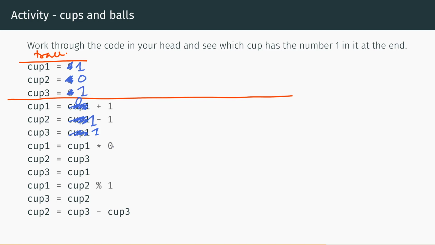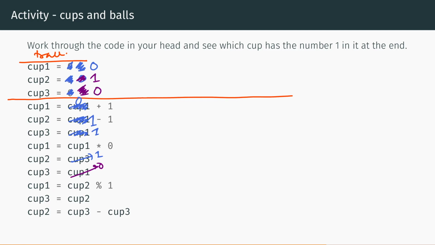Cup1 equals cup1 times 0. Whatever it is, you know that cup1 is 0, right? Because it doesn't matter what cup1 has, it has to be now 0. So get rid of this, 0. Cup2 equals cup3. What is cup3? Cup3 is 1, right? So this is 1. Oops, sorry, cup2. This is 1, this is still 1. I'm sorry about that. Let me use a different color. So this is 1. Cup2 is also 1. Okay. Cup3 equals cup1. Cup1 is 0, so cup3 is 0 as well. So cup3 is 0. Okay.